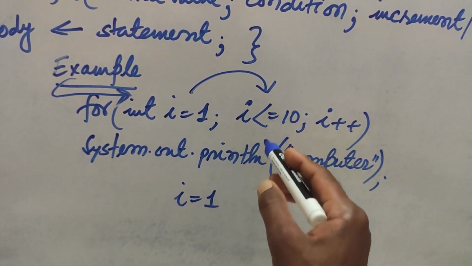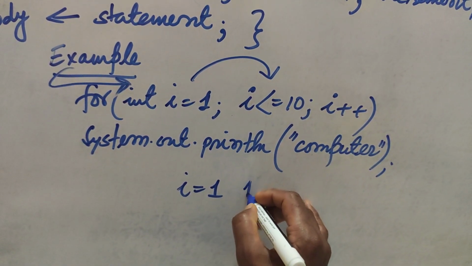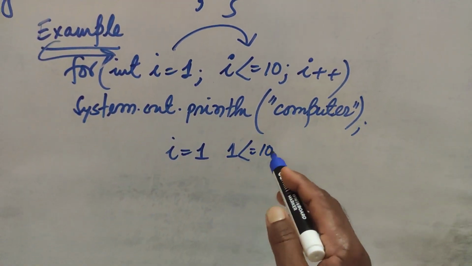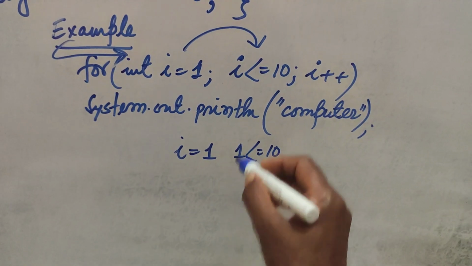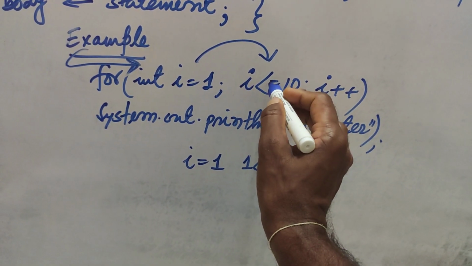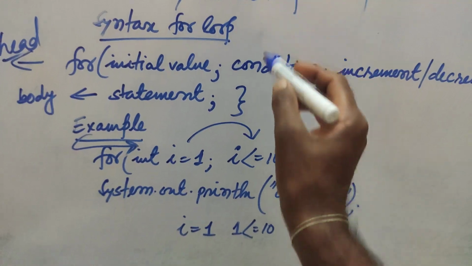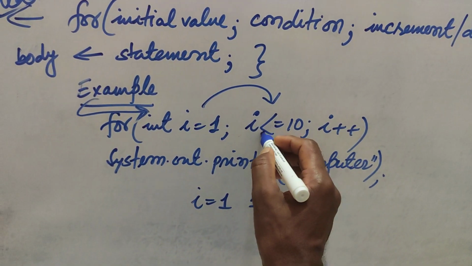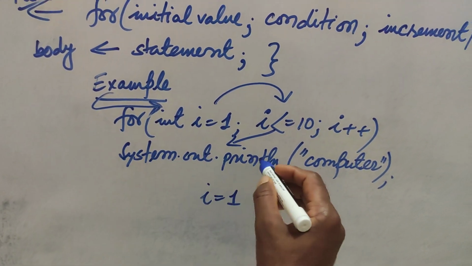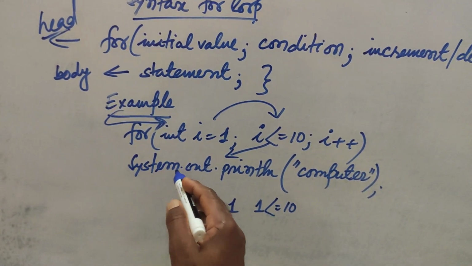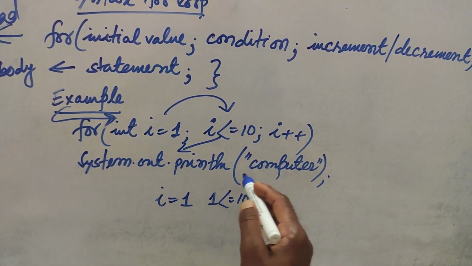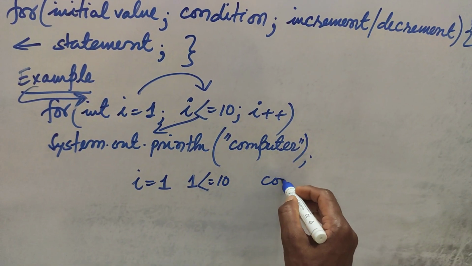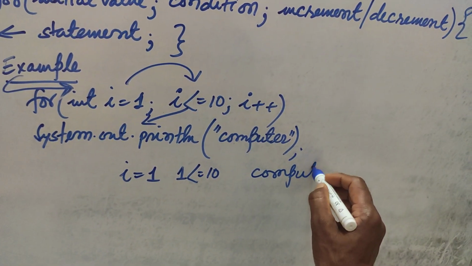I less than equal to 10. See, 1 less than equal to 10. Is it true or false? 1 less than 10, it is true. When it's true, then in an entry control loop, first will be the condition. If the condition is true, then the computer will read the body. So this is the body. Here it is written body. So the body will now execute. What statements? Here System.out.println computer. So the word computer will display on the terminal screen.